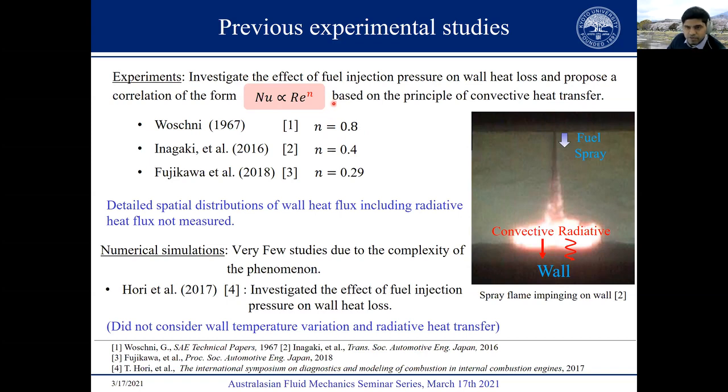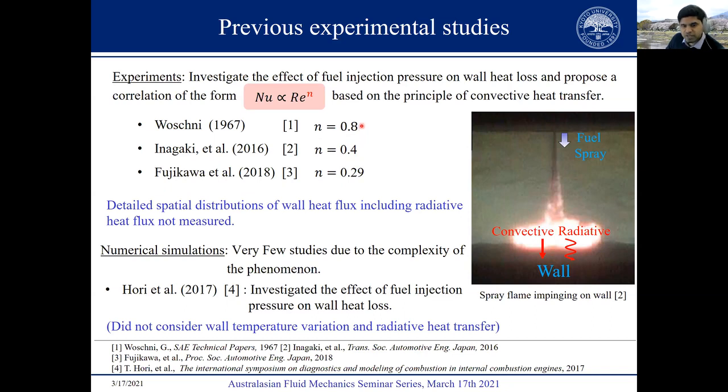Recent experiments have shown that there is significant deviation in the correlation index value from the one originally proposed by Woschni. What is alarming is that even in industry today, people still sometimes stick to Woschni's correlation when they do 0D cycle simulations. The recent experiments I am talking about are those performed by Inagaki et al. and Fujikawa et al. in Japan. Based on their experiments with diesel spray combustion in a CI engine-like environment, they reported correlation index values of 0.4 and 0.29. As you can see, there is a wide variation from the older experiments.